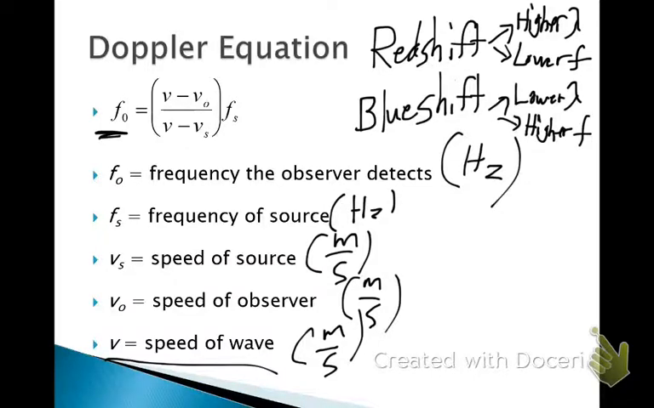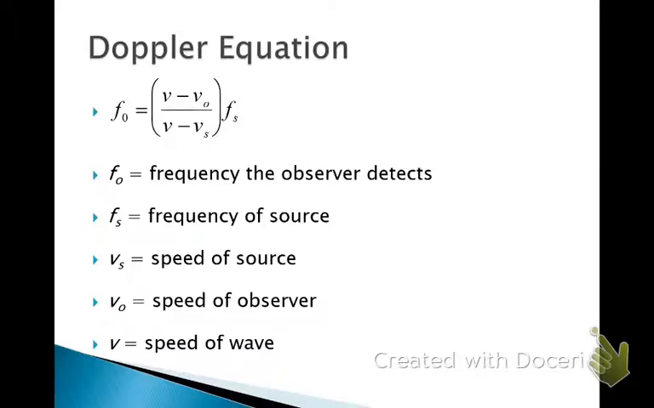Cool. So with this equation, just ask yourself what's moving. Is the wave moving? The answer will almost always be yes. Is the observer moving? If no, that's 0 meters per second. Is the source moving? If no, that's 0 meters per second. So make sure that with this equation, it just has a bunch of variables, but it's fairly simple to work through.